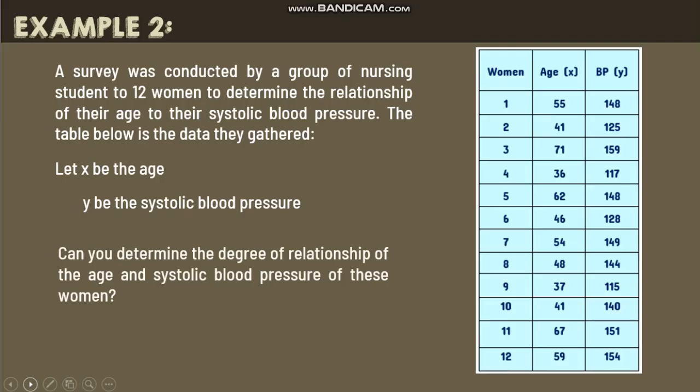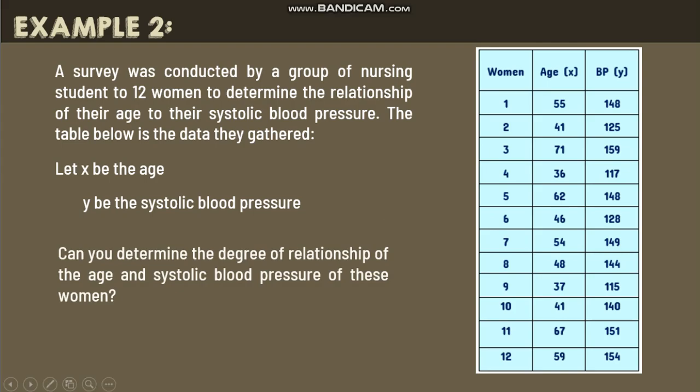Okay. A survey was conducted by a group of nursing students to 12 women to determine the relationship of their age and to their systolic blood pressure. The table below is the data they gather. Let X be the age and let Y be the systolic blood pressure. Can you determine the degree of relationship of the age and the systolic blood pressure of these women? So, ito yung ating data. We have 12 women. So, ito yung mga age and BP nila respectively.